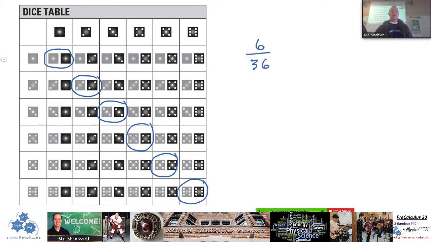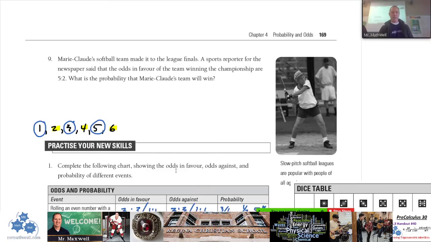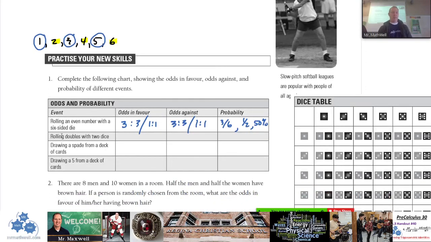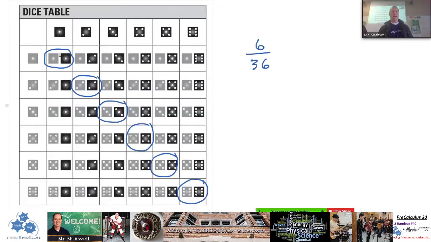Or if this question is actually asking about, where is it? Odds in favor, rolling doubles. Okay, let's go back there. So this is probability. So the odds in favor are going to be 6 to... Not 6 to 36, no. Ah, there we go. My brain is there. 6 to 30, right.